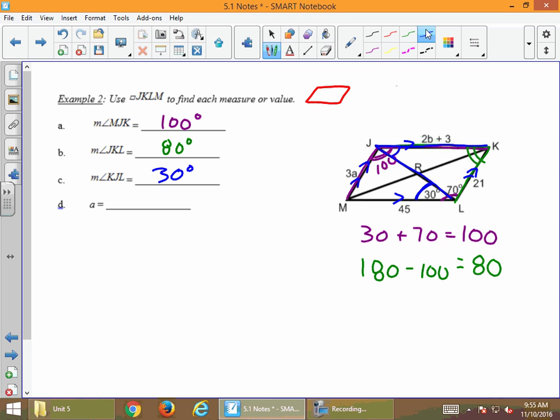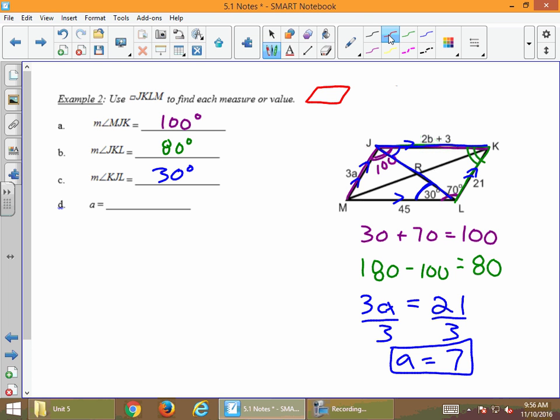So I'm gonna set up my equation saying so. 3A is equal to 21. One stepper, you are correct. Divide by 3. A is equal to 7. Found it.